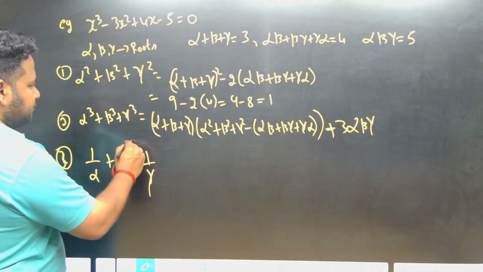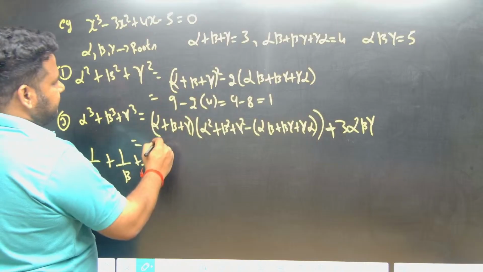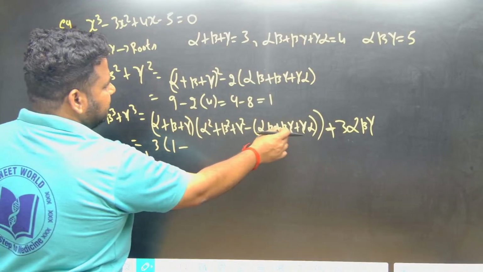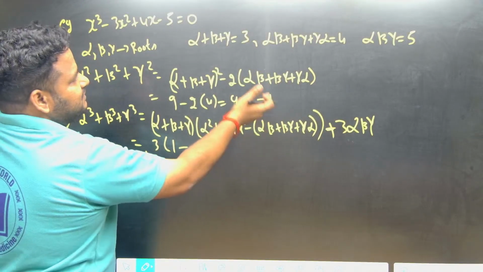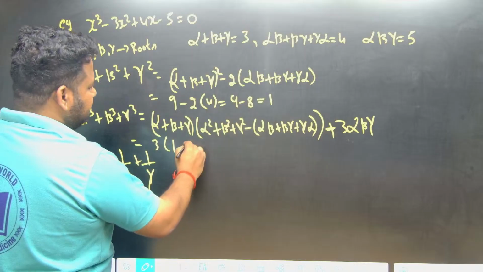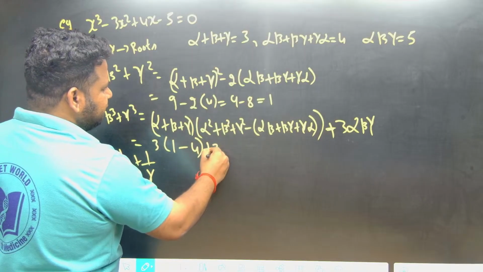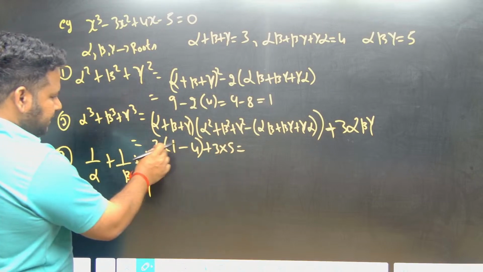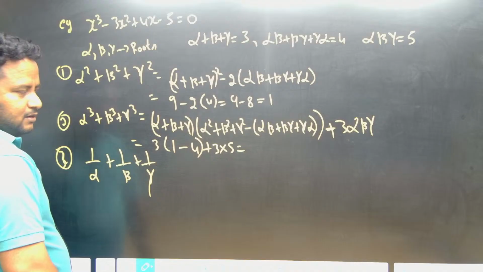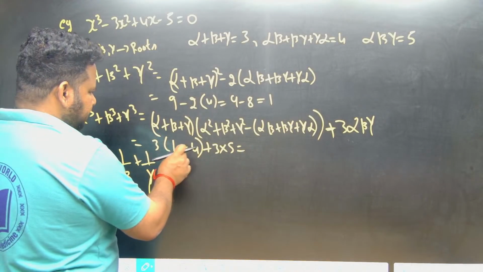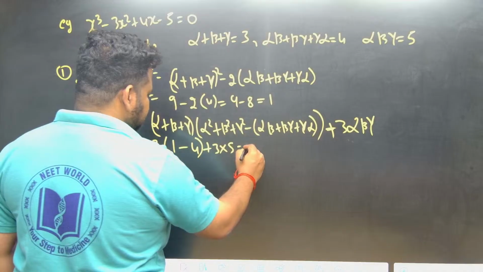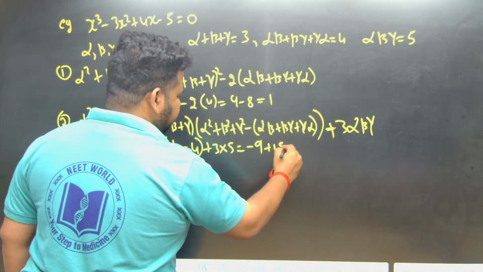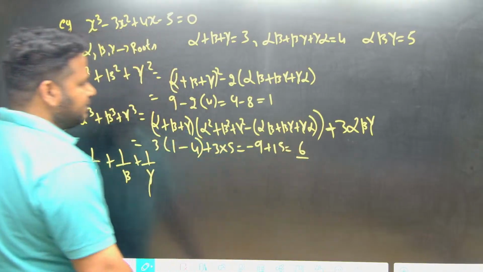So just put the values. Alpha plus beta plus gamma is 3. Alpha square plus beta square plus gamma square, we got as 1. 1 minus alpha beta, beta gamma, gamma alpha, which is 1 minus 4. Then 3 times alpha beta gamma; alpha beta gamma is 5, so 3 into 5 is 15. So 3 into minus 3, that is minus 9, because 1 minus 4 is minus 3. So minus 9 plus 15, we will have plus 6 as the answer.